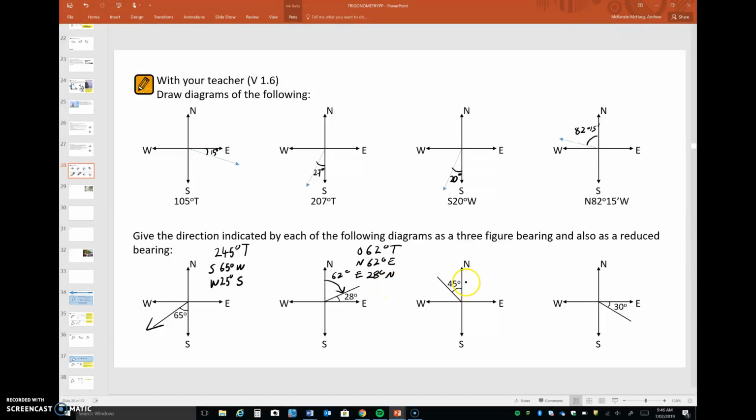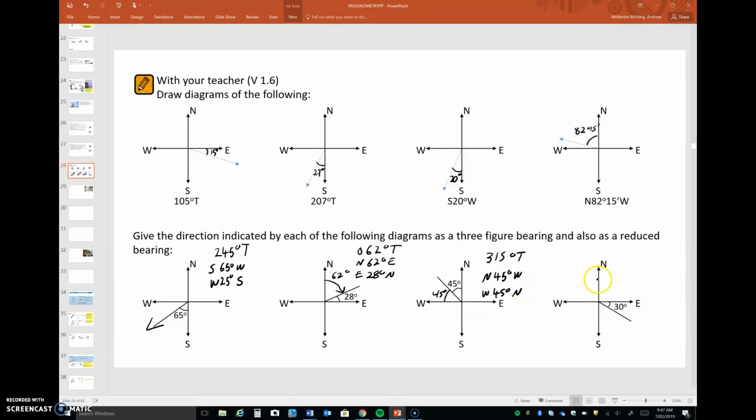Okay, next one. Going all this way around, well, that angle there, 360 take 45. What does that give us? 315, I believe. So 315 degrees true. Equally, we could say that this is north, beginning at north, and we go 45 degrees towards the west. And since 45 and 45 make up 90, it must be also west 45 degrees north.